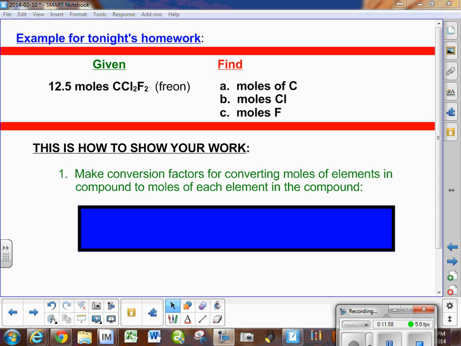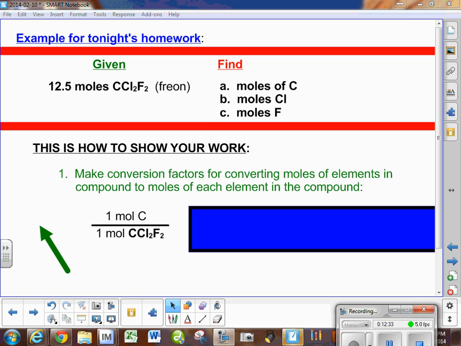And here's what you do. If you look right, so this is how you show your work, right? We have a find and we have a given. The given happens to be 12.5 moles of Freon, and we want to know the moles of carbon, chloride and fluoride that represents. So we're going to make conversion factors before we do anything else. And we're going to use these conversion factors, which are under this blue thing, to actually do our calculations.